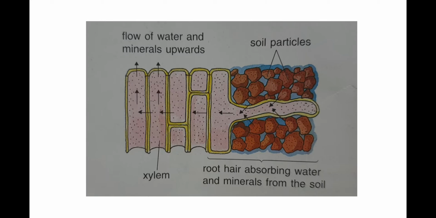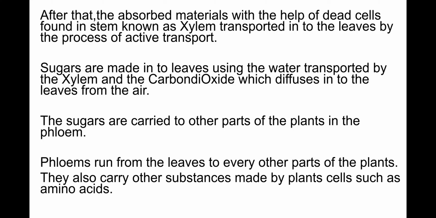Now you can see the xylem, the flow of water and minerals upward within the cells. After that, the absorbed minerals are transported to the leaves with the help of dead cells found in the stem, known as xylem, by the process of active transport. Active transport is transport in which energy is needed.